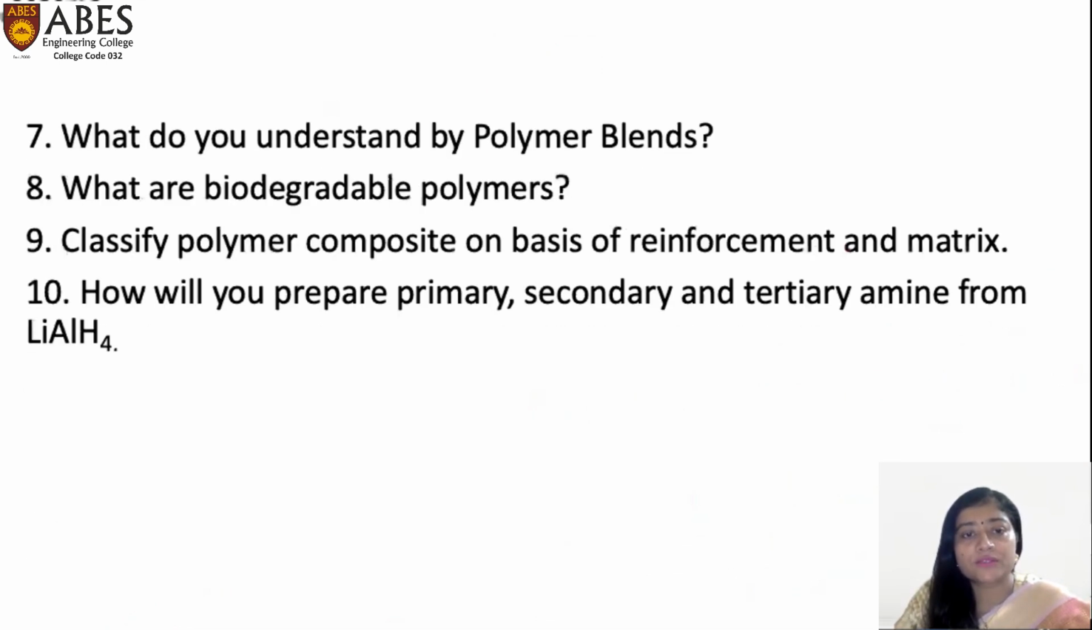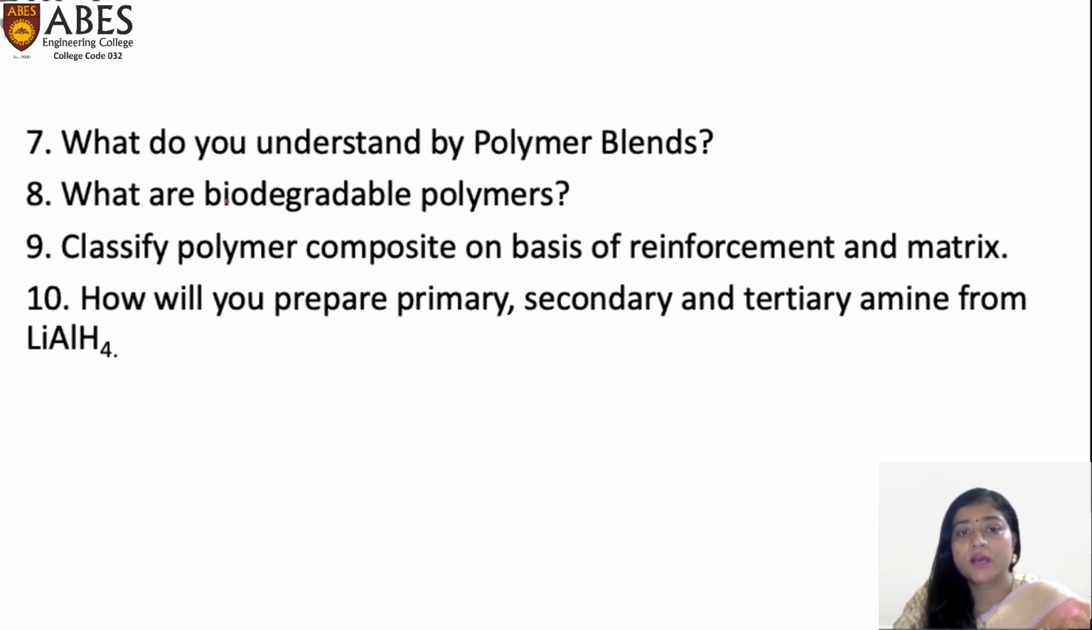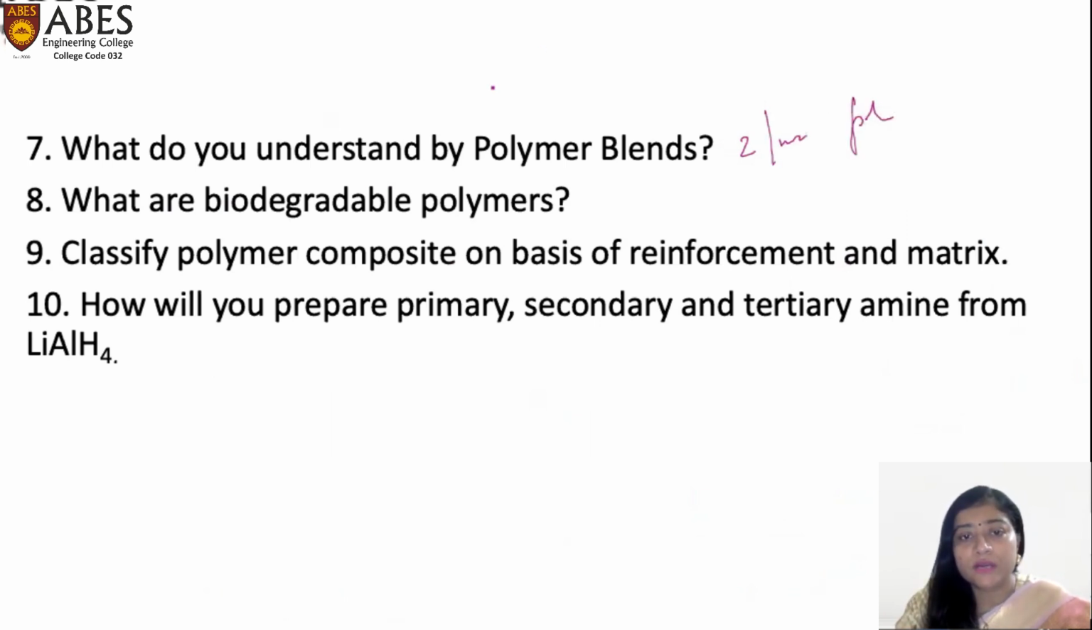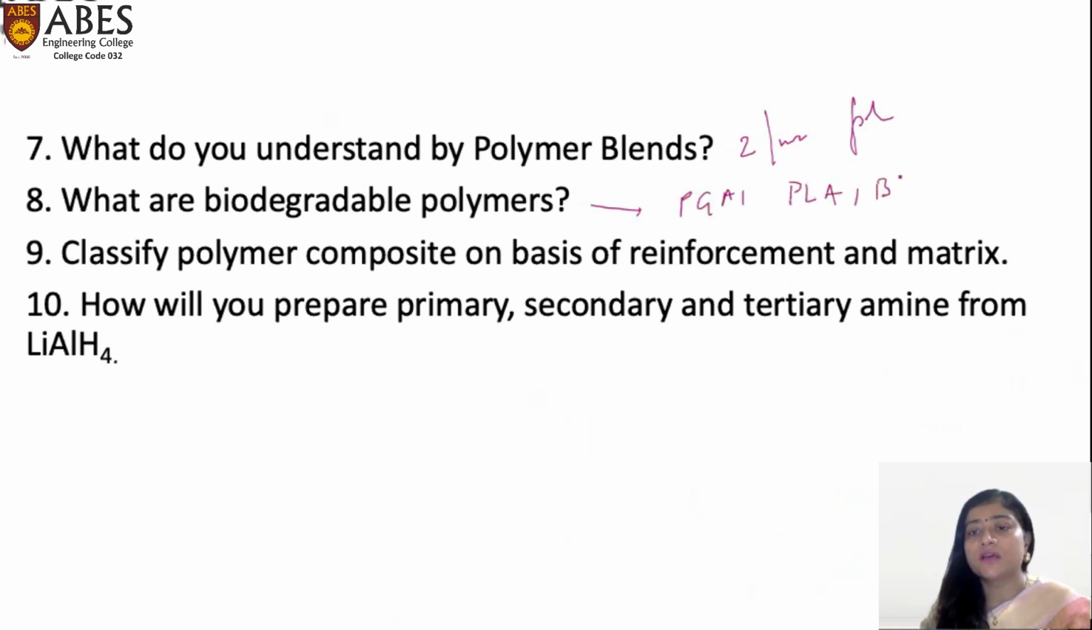Okay. Coming on to the next questions. What do you understand by polymer blends? Polymer blends are a new class of polymers in which 2 or more polymers are blended together to form a new compound. What are biodegradable polymers? The polymers which can be degraded by the action of enzymes and environmental agents. PGA, polyglycolic acid, PLA, that is polylactic acid, and PHBV are the important biodegradable polymers that we have already discussed in the previous lectures. You can check them out in the other videos.